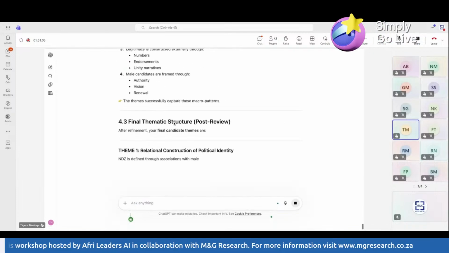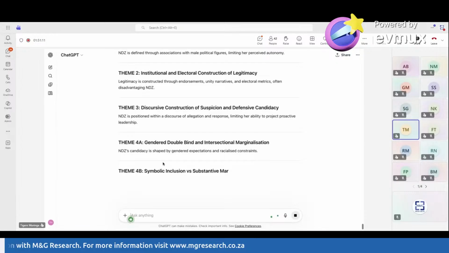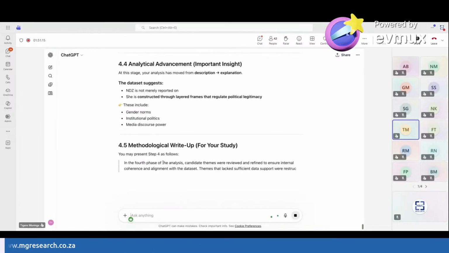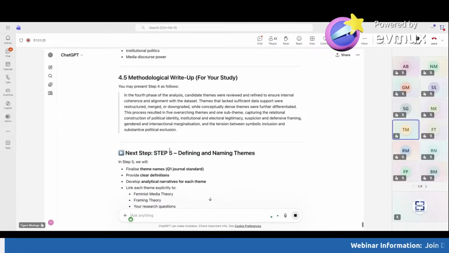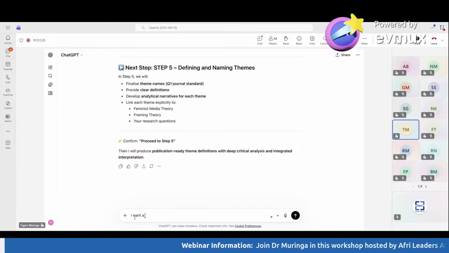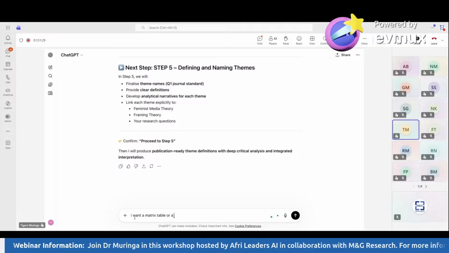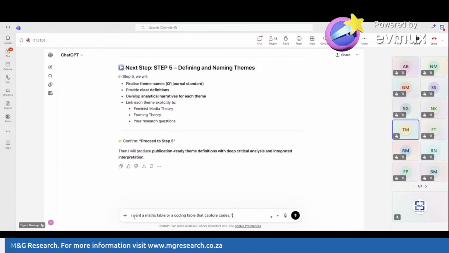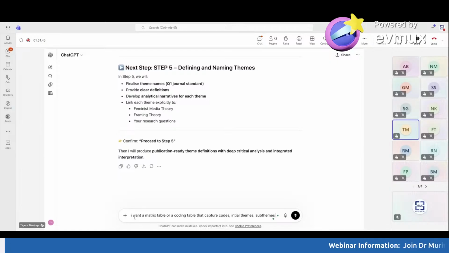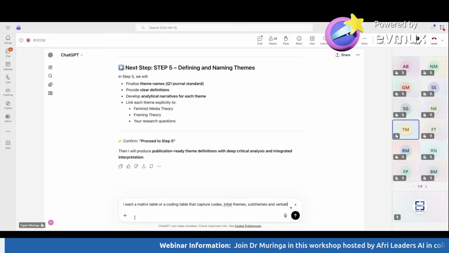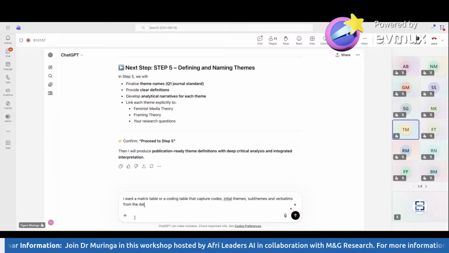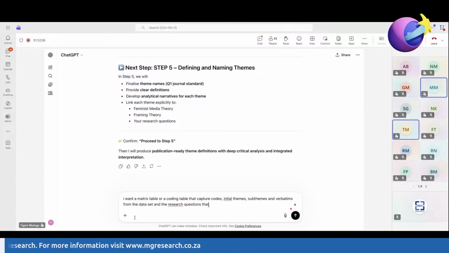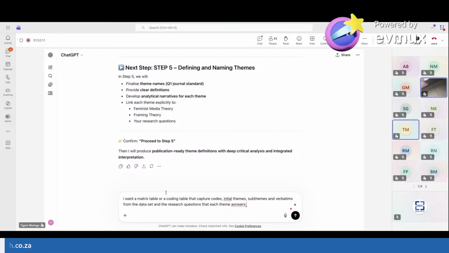So we've done our coding and stuff like that. But what I want here, before I move to step 5, is a matrix table or a coding table that captures codes, initial themes, sub-themes, and verbatims from the data set, and the research question that each theme answers, in the form of a matrix table.